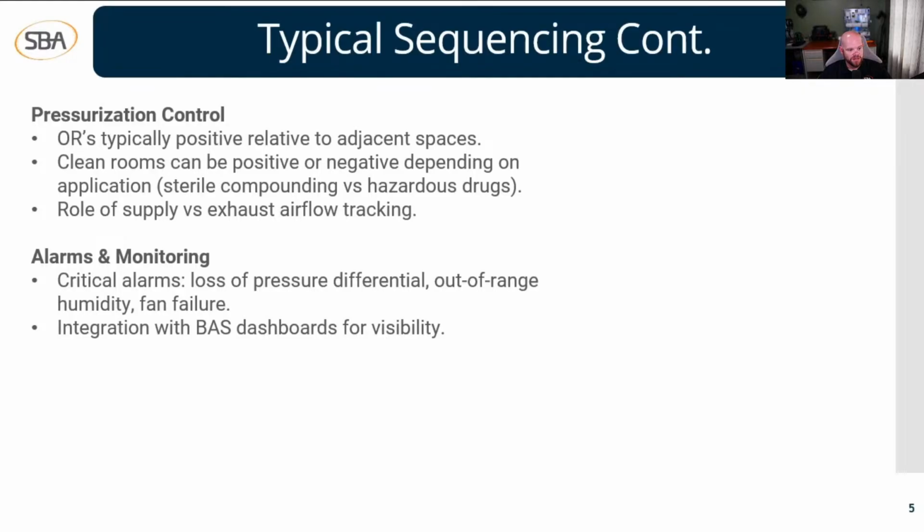And then at the bottom there with our alarms and monitoring, we've got integration into BAS dashboards for visibility. This is just saying that if you have a front end, just throw these alarms on the main page so that they're easily seen if somebody comes up to it and logs into the site. So that is our typical sequencing for an air handler in an operating room or a clean room.